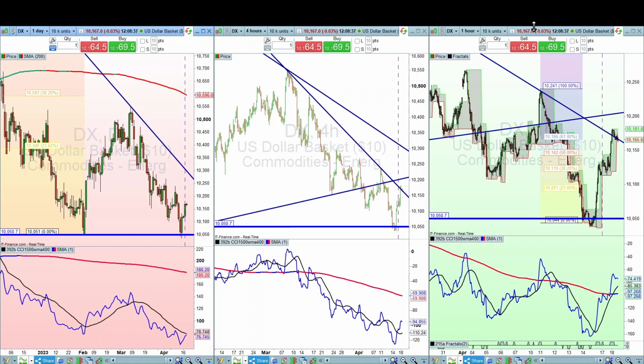This is the US dollar DXY update. We've got here the daily, the 4 hourly and the hourly. So you can see here on the daily and the 4 hourly is still in pretty strong downtrend, although the hourly is broken to the upside on the CCI moving average 400. So is that a potential reversal, or is that going to be a continuation of a downtrend? Well, let's try and work it out.